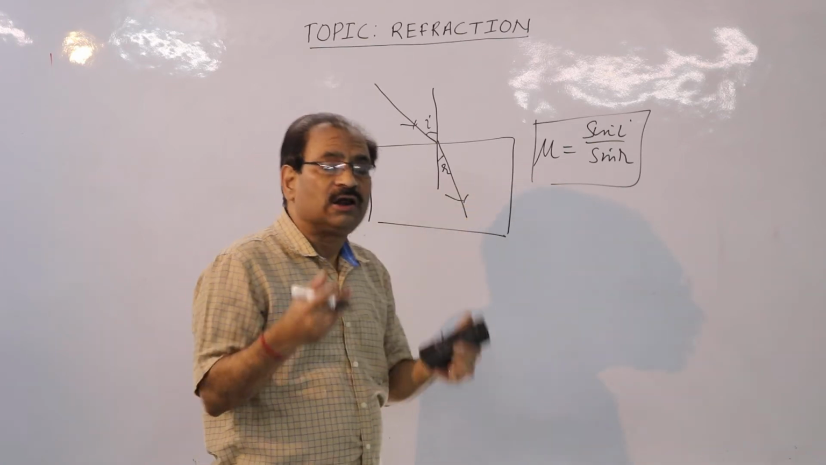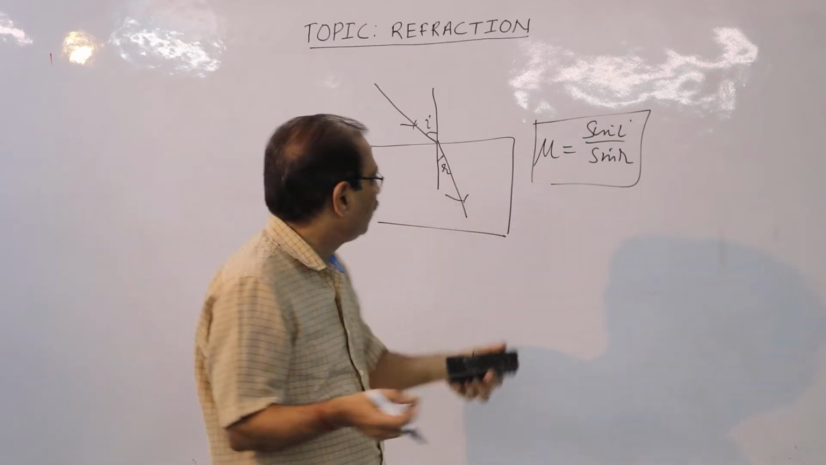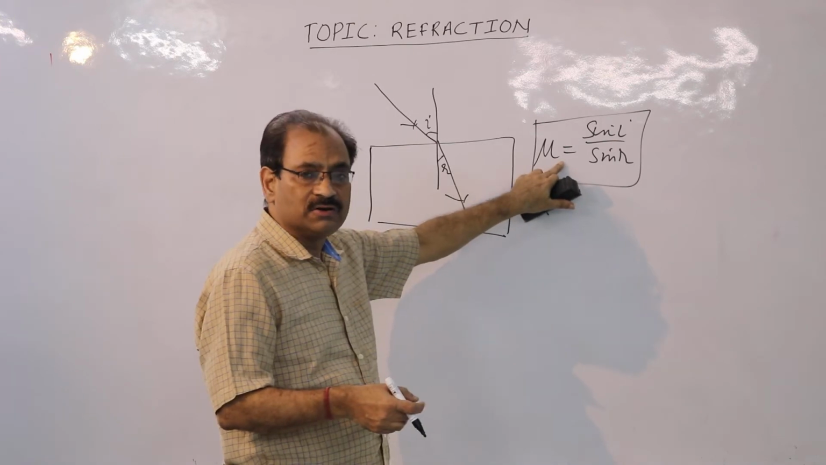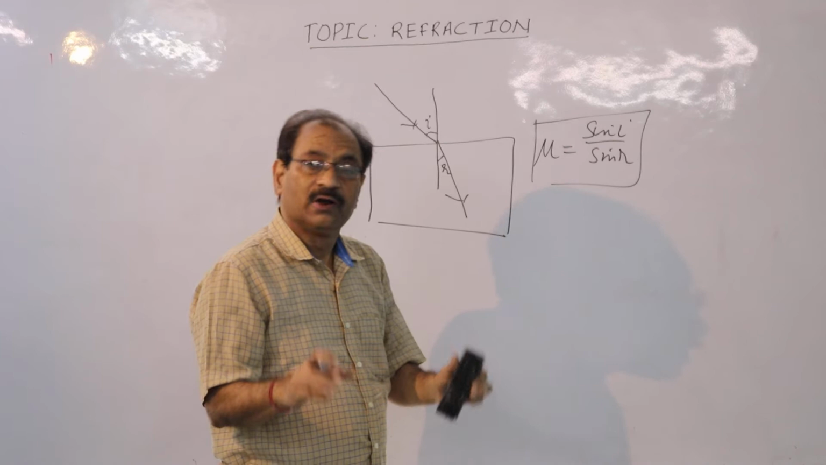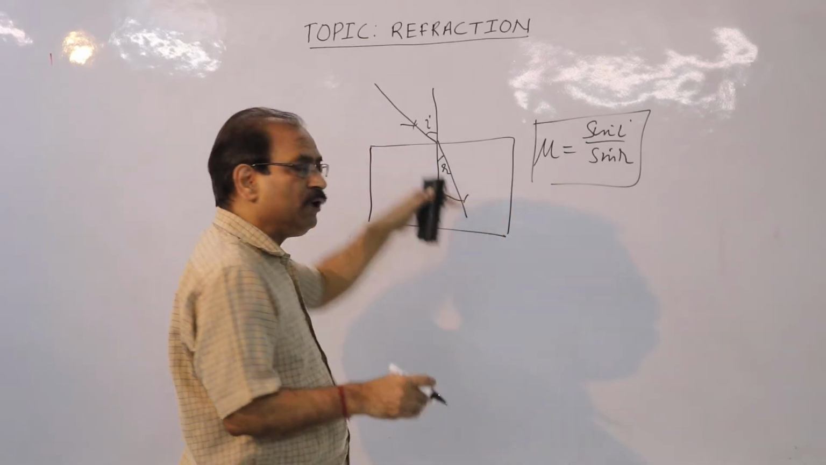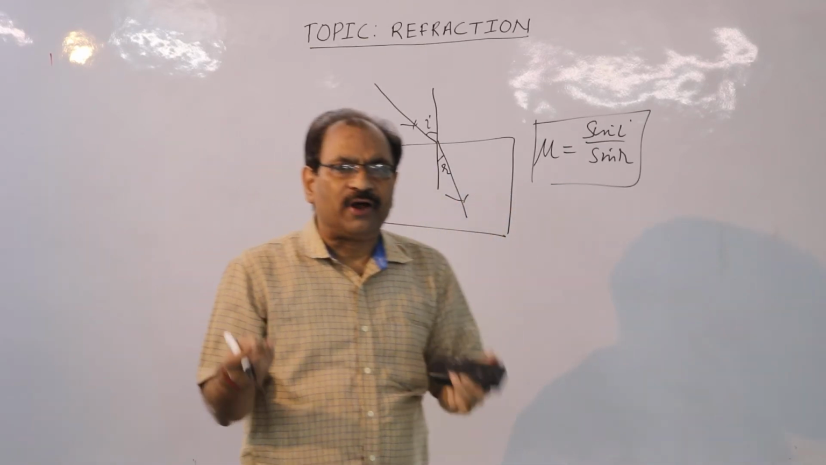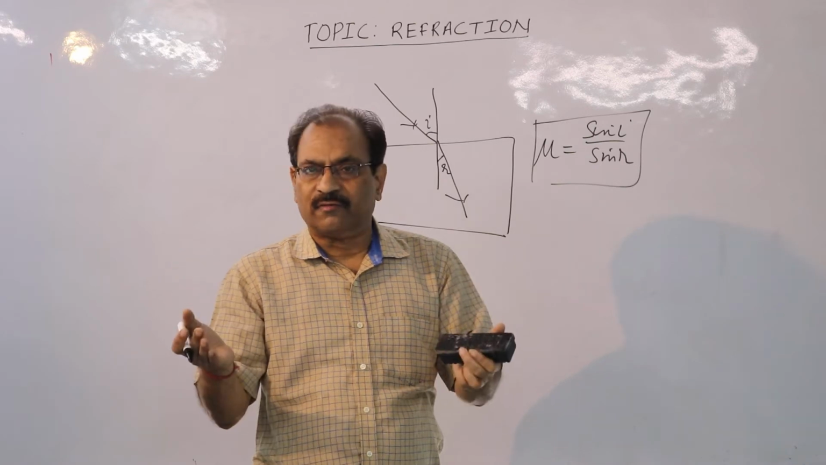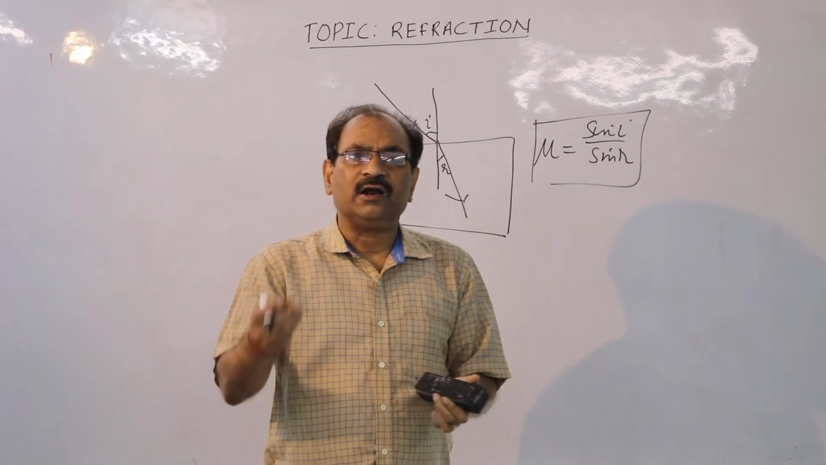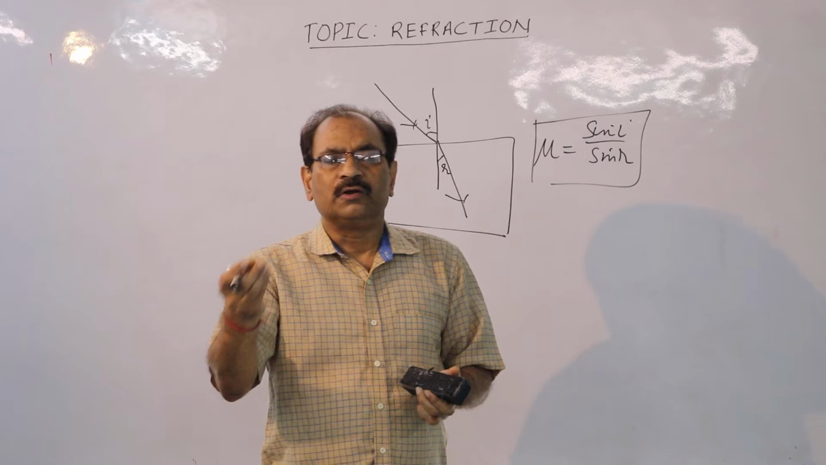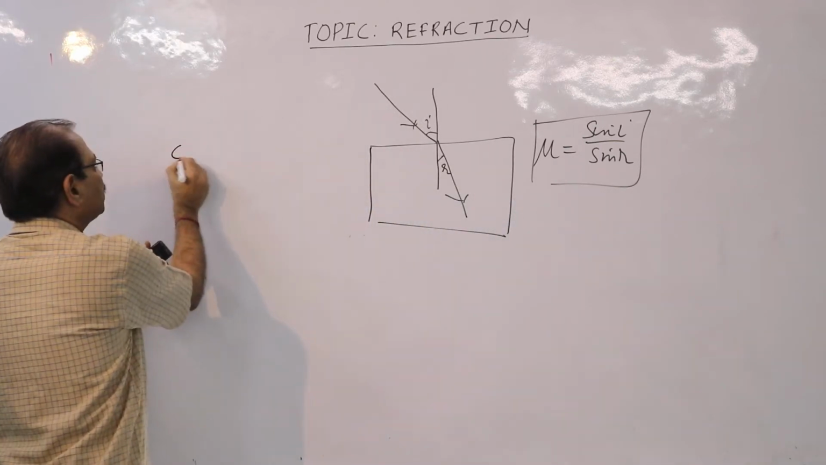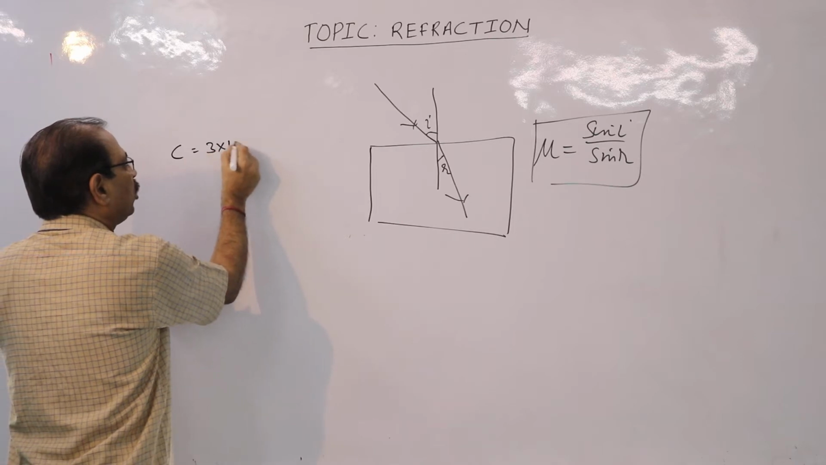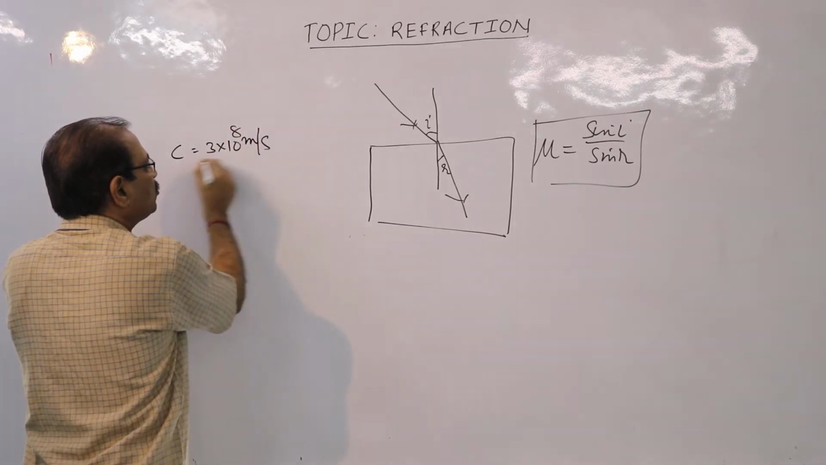Now I start giving you another important concept as far as the refractive index is concerned, called absolute refractive index. Children, we know very well the biggest fact about all electromagnetic waves or light waves: in air or vacuum they travel with the speed of light, which is represented by C. It is 3 into 10 to the power 8 meter per second.